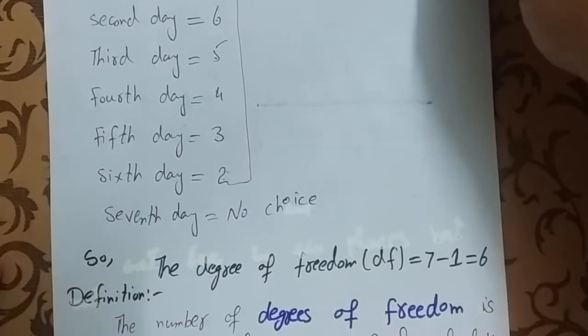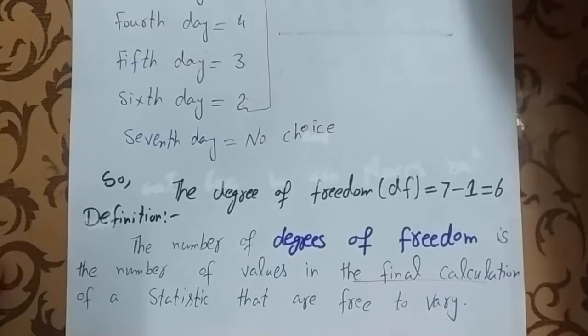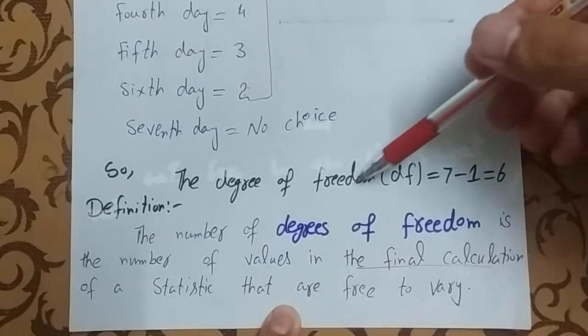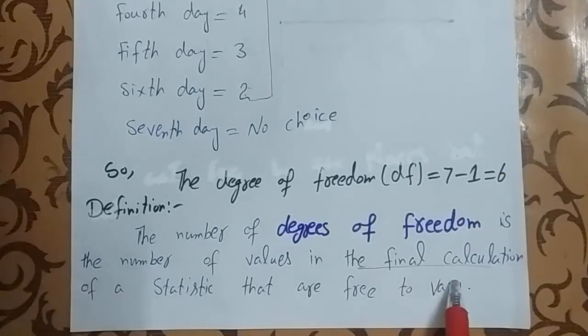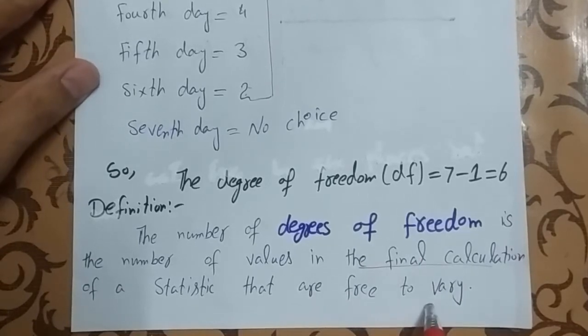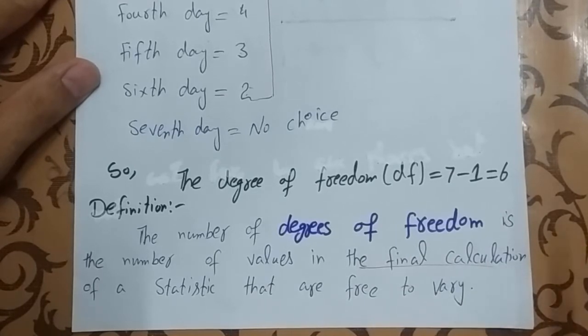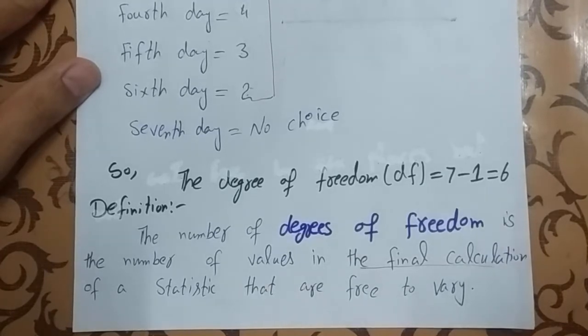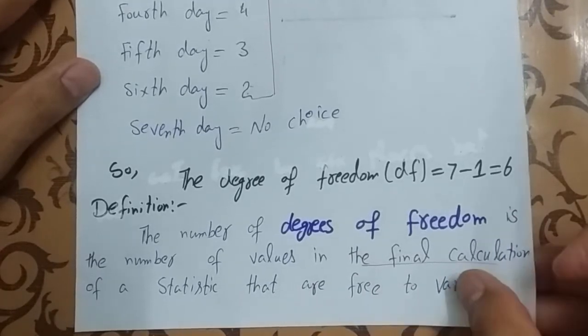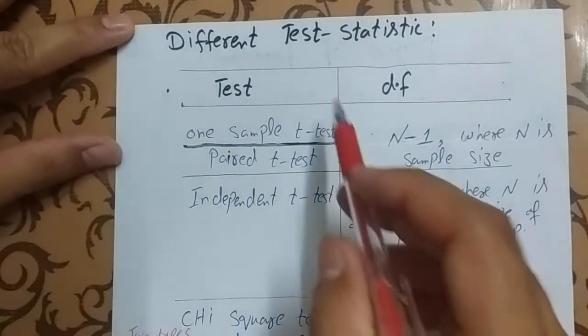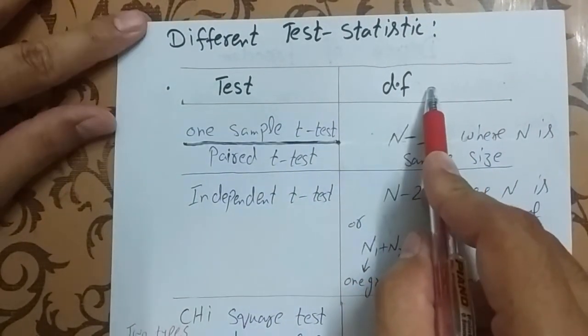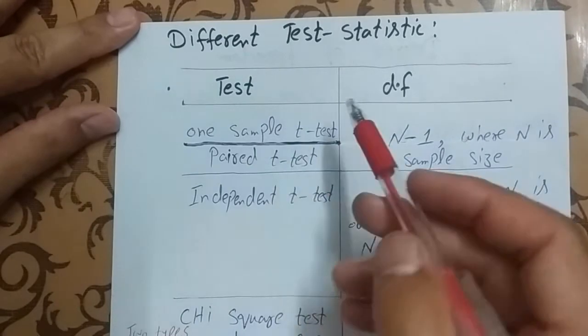So now we go to a formal definition of the degree of freedom. The number of degrees of freedom is the number of values in the final calculation of the statistics that are free to vary. Meaning, before the final calculation you are free, and these are the degrees of freedom for that problem. Now, for the different test statistics, the degrees of freedom are different according to the composition of that test.